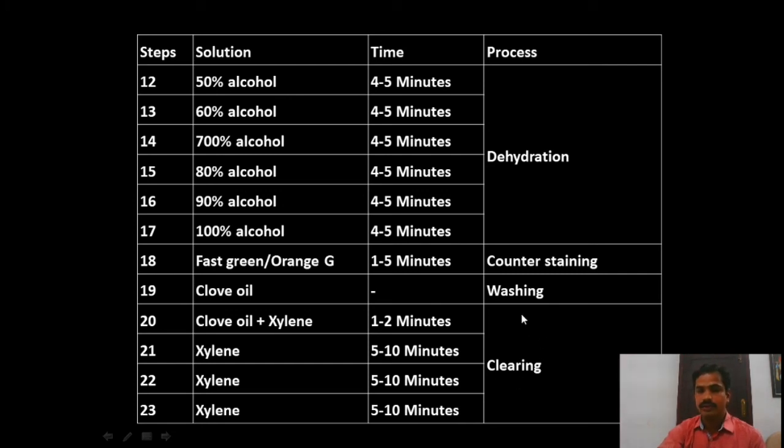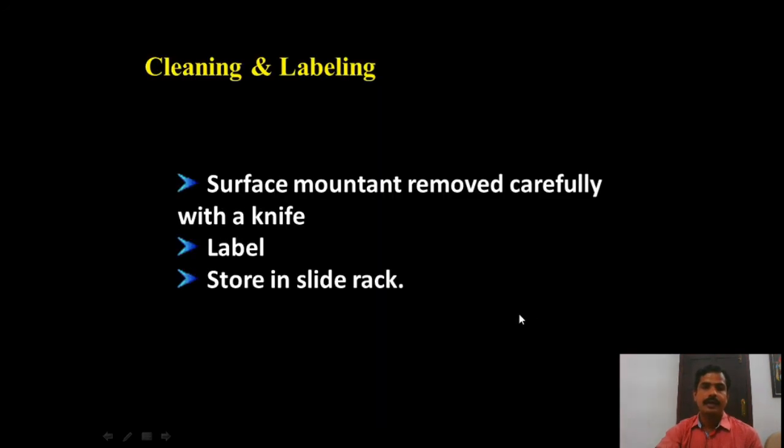Clearing is the removal of the clove oil and traces of alcohol from the specimens. Then mounted in DPX. Then the excess surface mountant is removed carefully with a knife after the mountant is dried, then labeled and stored in a slide rack. So this is the procedure for staining of paraffin infiltrated specimens.